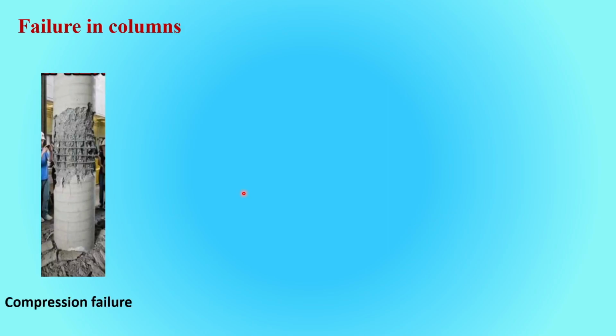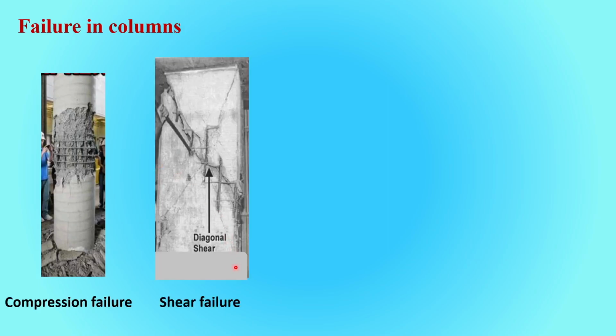Failure in columns is under compression or also maybe under shear or a combination of shear and compression. A compression failure is shown here where a part of the column is failing and this failure is also sudden. It is brittle in nature. All column failures are brittle in nature. It can fail by diagonal shear forming diagonal cracks here. As seen, this is a shear failure of the column.